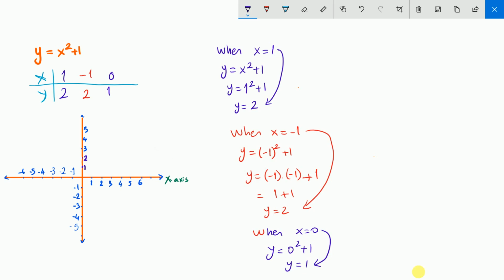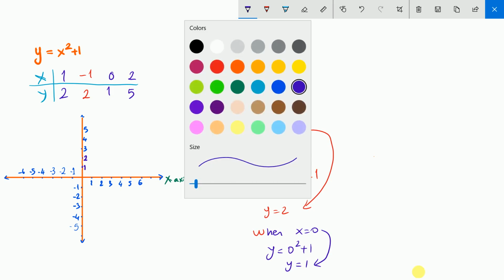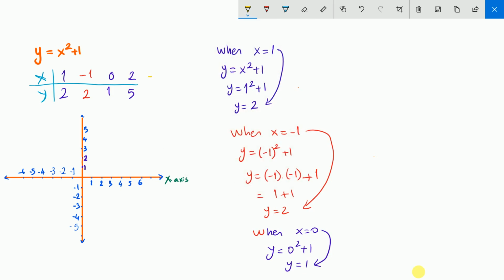When x is 2, y will be what? I'm telling you, 2 squared will be 4. 4 plus 1, so y will be 5. But before seeing the answer, please do it by yourself. What about negative 2? When x is negative 2, y will be 5 again, because negative 2 times negative 2 will be 4 plus 1, which is 5. So y will be 5.